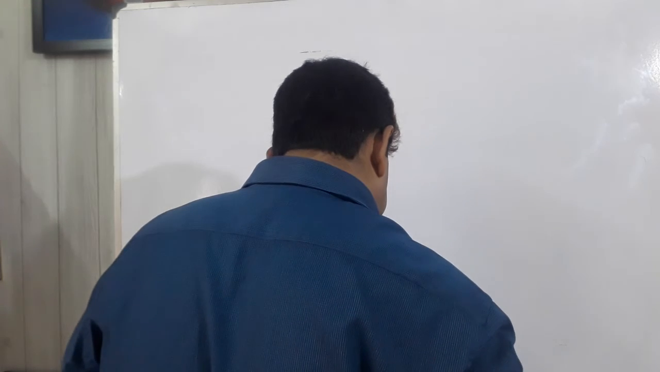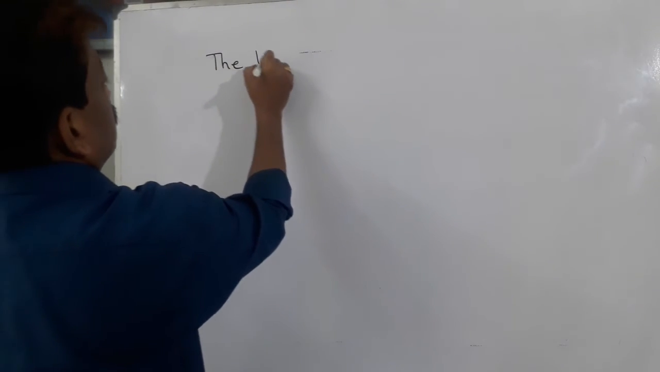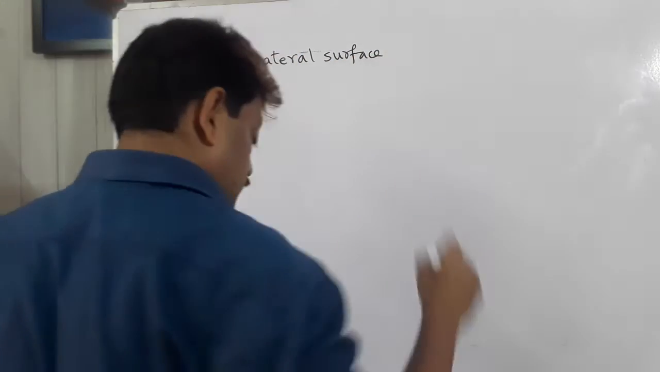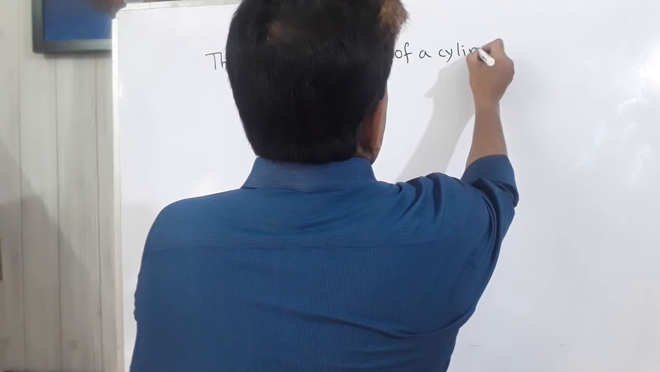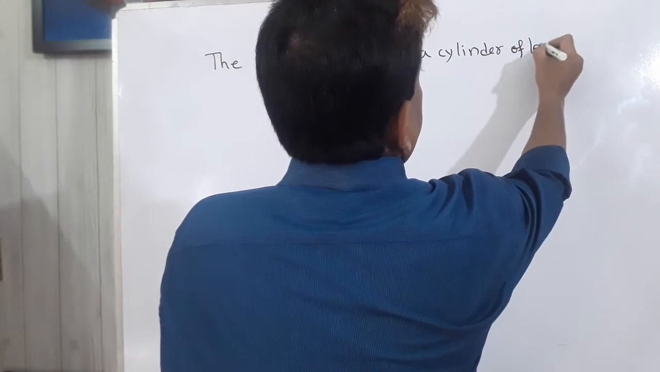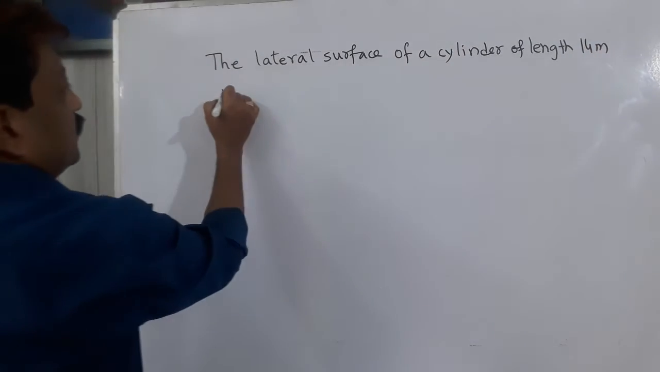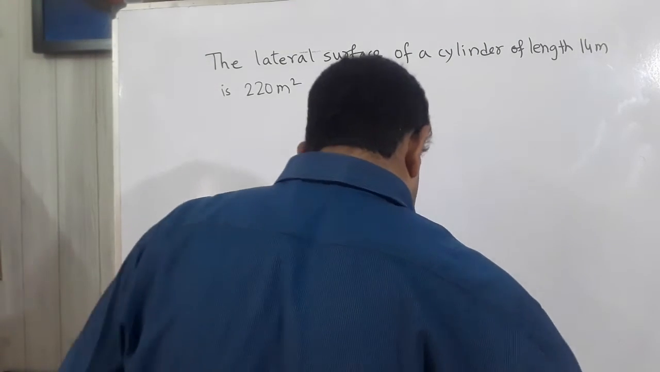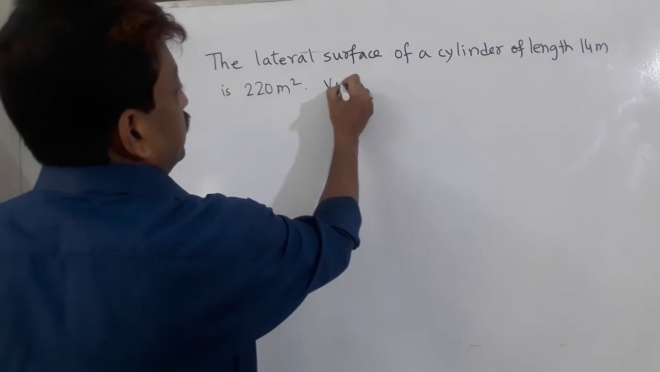It is given in the question, the lateral surface area, that is the curved surface area, of a cylinder of length 14 meter is 220 meter square. The lateral surface area is given, the length is given, find the volume of the cylinder. We have to find the volume.